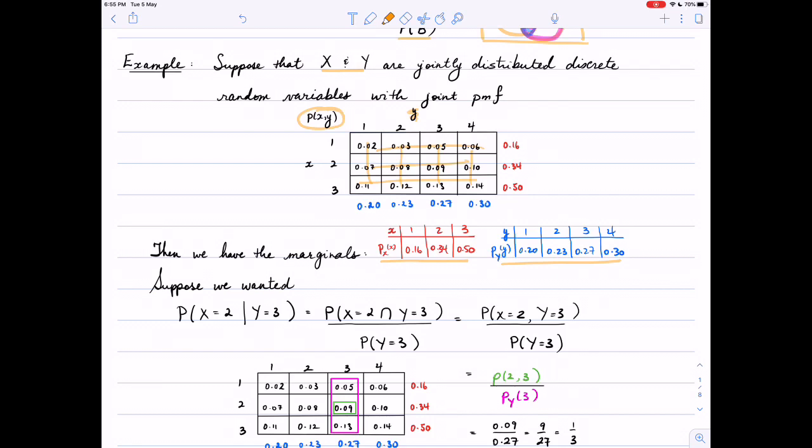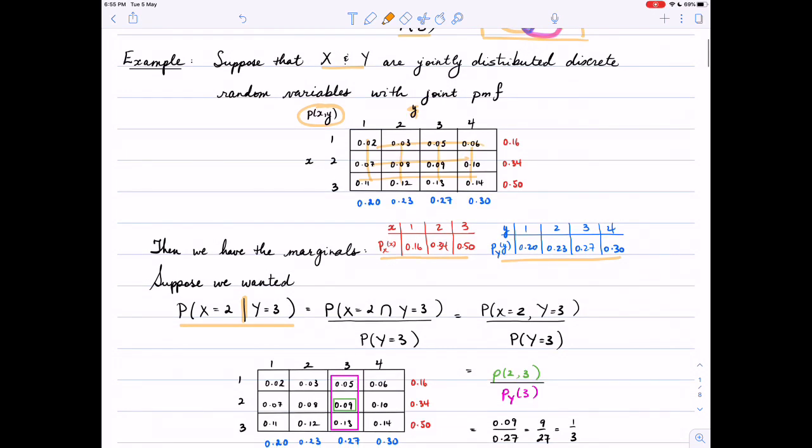Now, suppose that we were looking for a conditional distribution, conditional probability. We'll get to the distribution in just a second. Imagine that we wanted the probability that x equals 2 given that y equals 3. Well, what would we do? We'd apply the definition of conditional probability, and that's the probability that x equals 2 and y equals 3 divided by the probability that y equals 3. That's exactly the definition that we had for events.